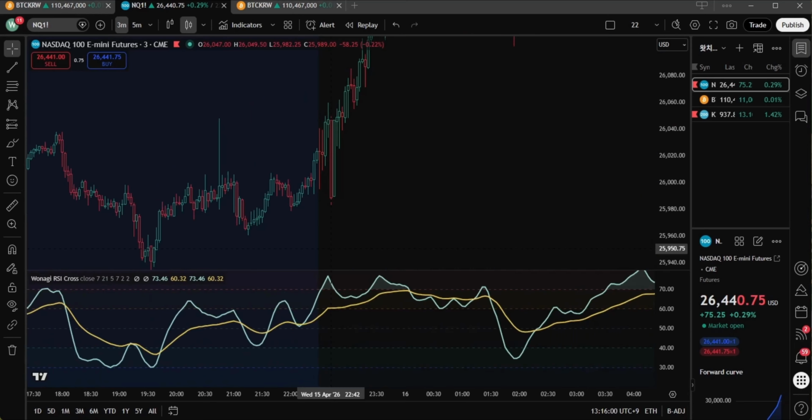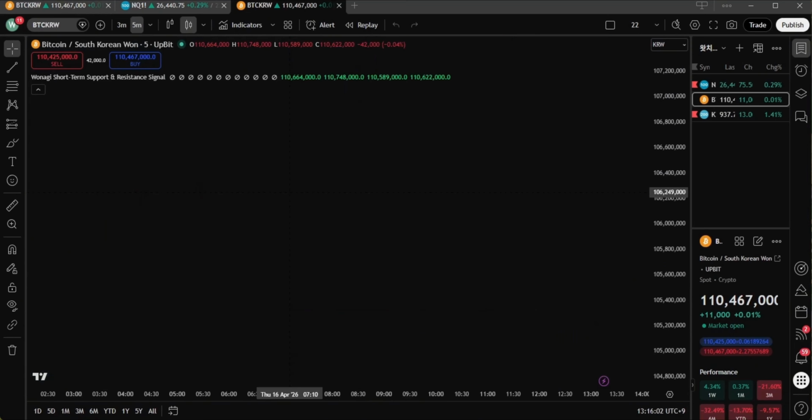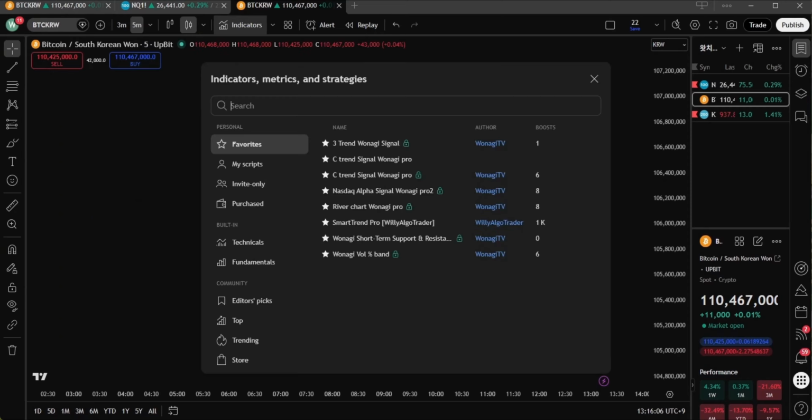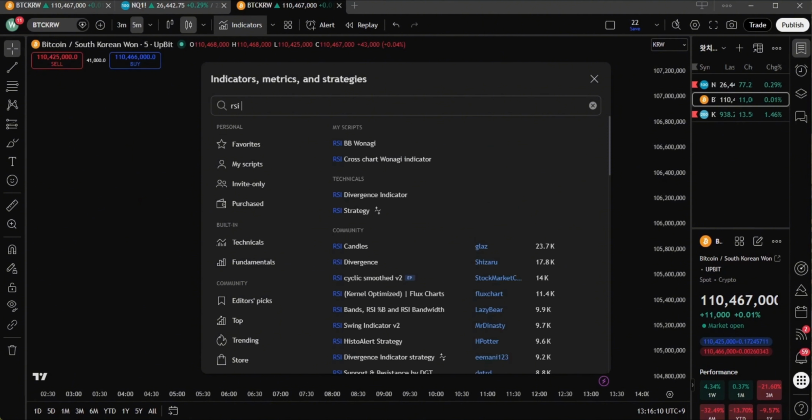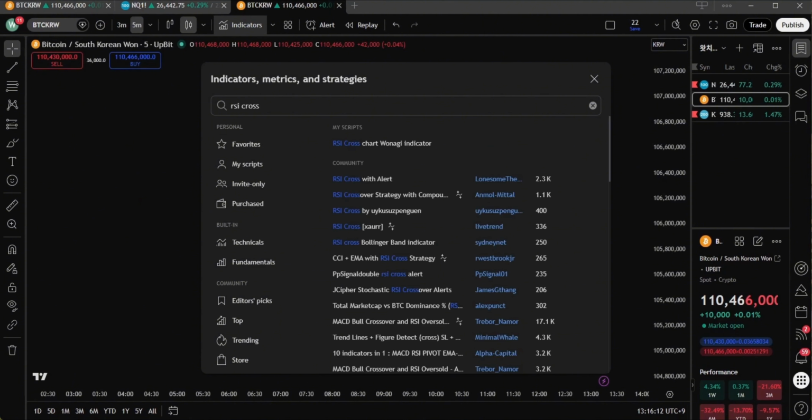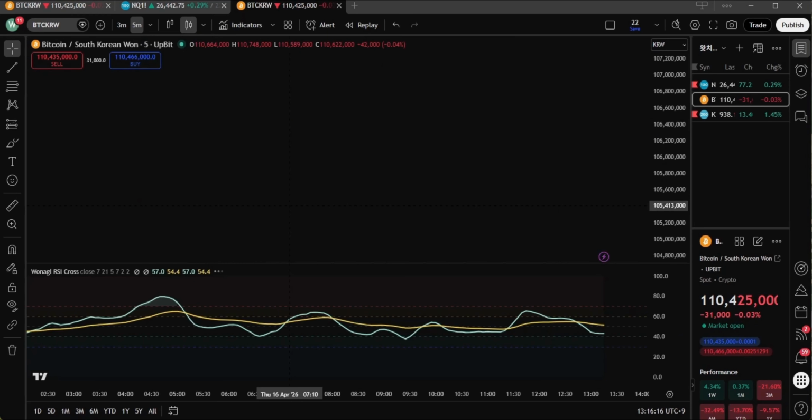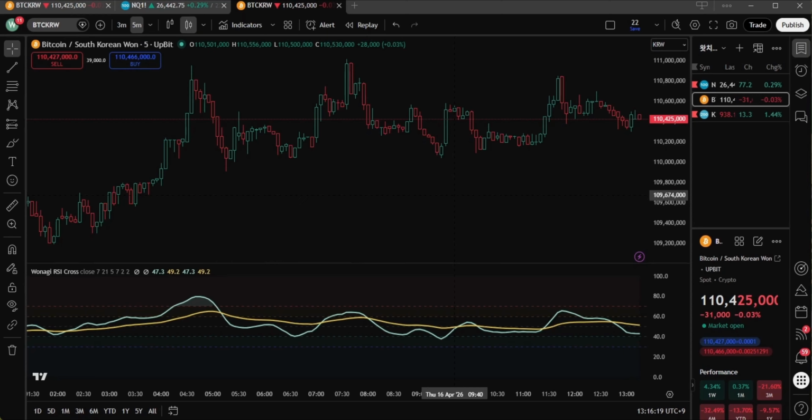Let's take a look at the Bitcoin chart. On the Bitcoin chart, under the RSI indicators, if you search for RSI closed chart in the script section of the indicator list, the indicator created by Wonagi will appear. This very indicator is exactly what safeguards your profits, as you can see.